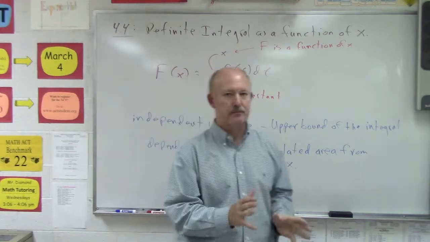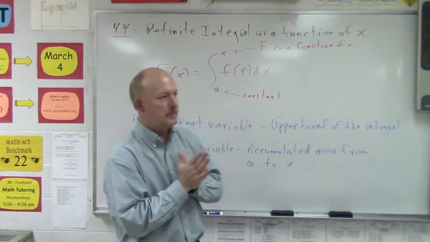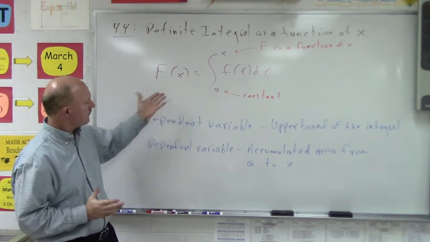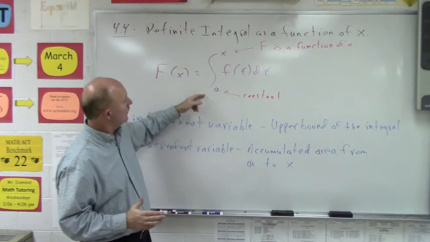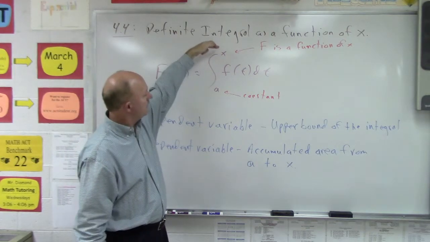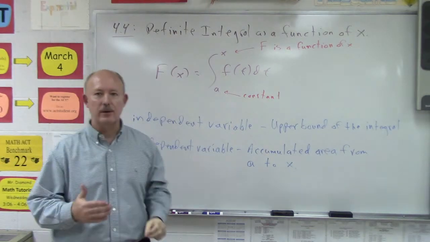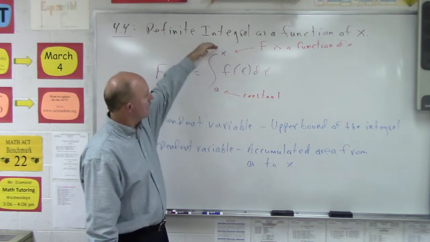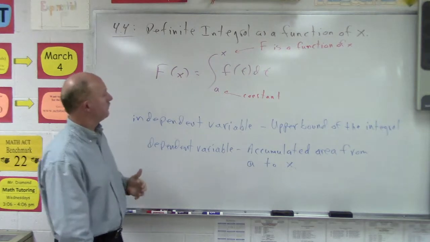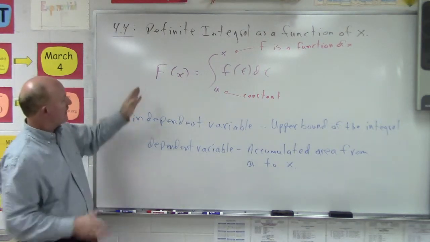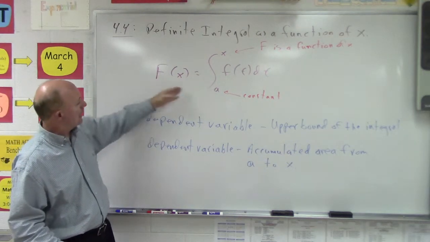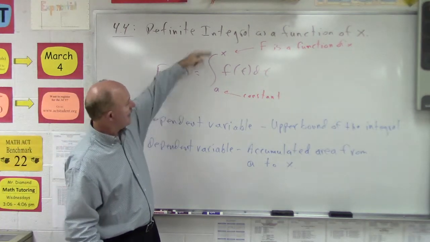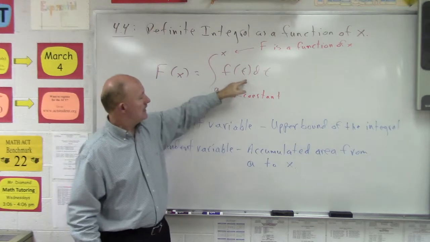function of x. These are kind of strange because these are functions in which part of the function is a definite integral in which the upper bound is a variable. The lower bound is a constant and the upper bound is going to be a variable of some type. So capital F of x is equal to the definite integral from a to x, f of t dt.